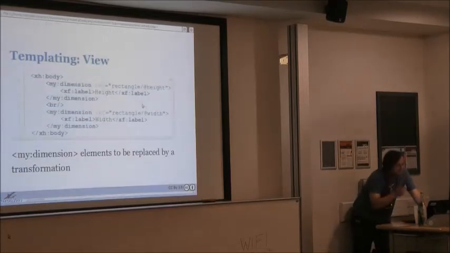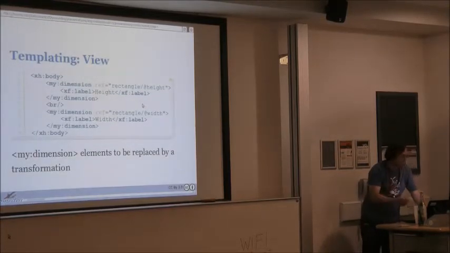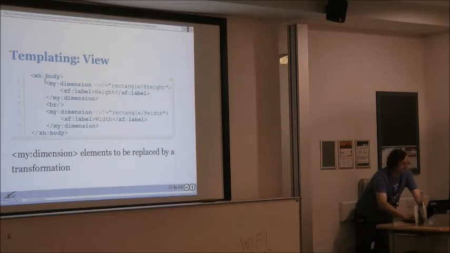And the view, ideally, I would like to see something which looks like an XForms control. Here they've called it my dimension. It's my dimension component. And I want to be able to give the reference here of the node in the instance which is carrying the value to edit, so it's height or width. And I want to be able to give a label like I would give to any XForms control.